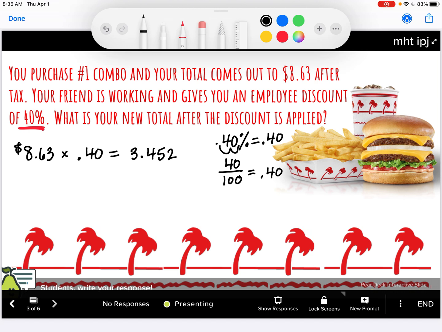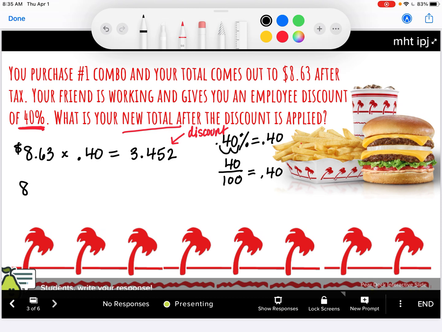3.452. Now we're going to leave that as it is for now because at the very end it's going to tell you to round to the nearest hundredth. But right now we're going to leave it as it is because we want to make sure we have the exact value. So this is the discount, but we weren't asked to find the discount. We were asked the new total after the discount. So that means we're going to have to subtract our discount from our original value.